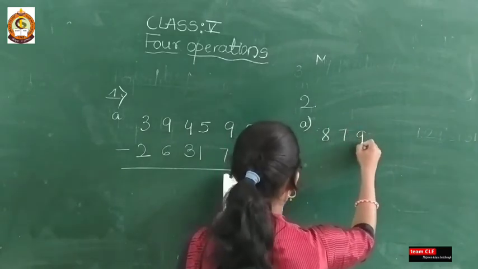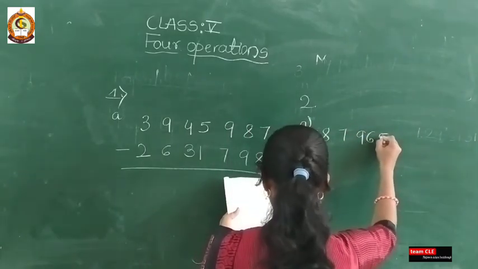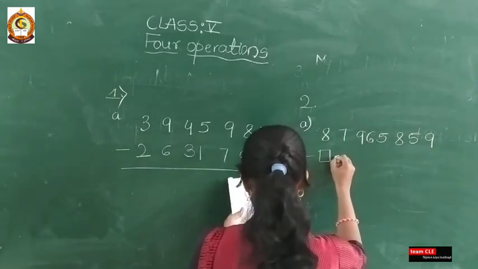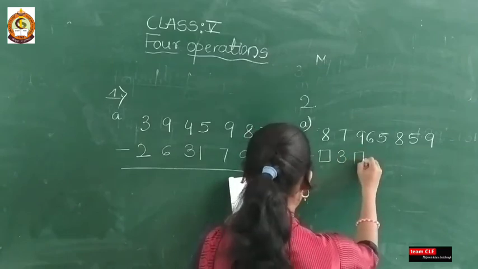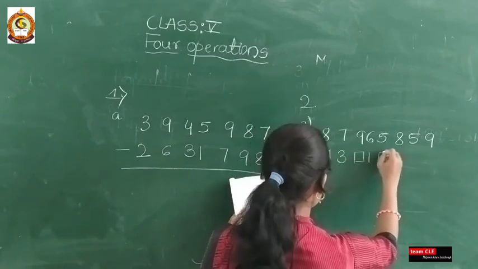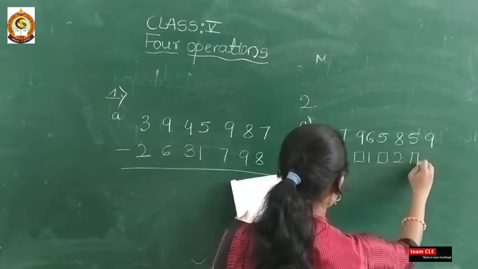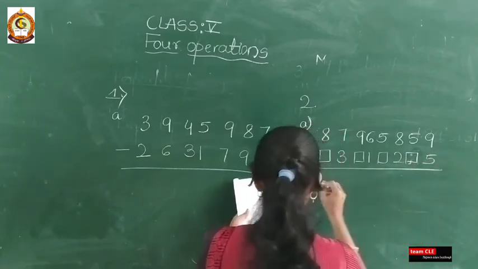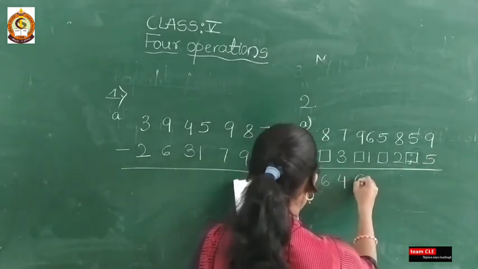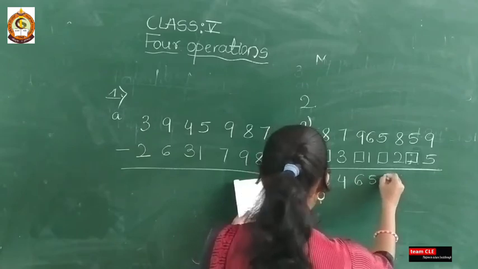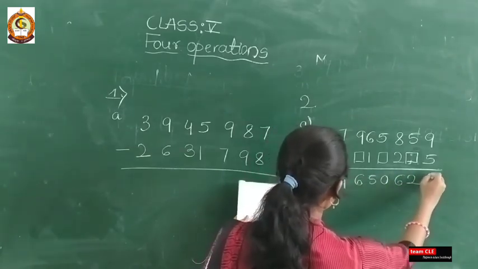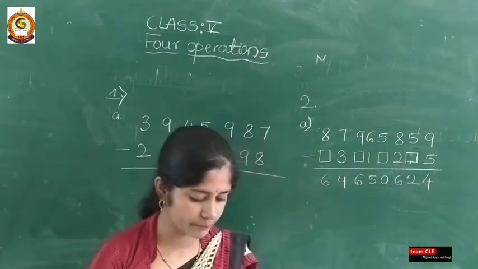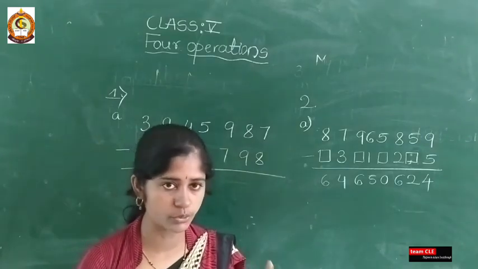8, 7, 9, 6, 5, 8, 5, 9 minus, here a box is there, 3, next again a box, 1, next a box, 2, next a box, next 5, and 6, 4, 6, 5, 0, 6, 2, 4. So these are the 2 examples given in My Practice Time 2. I will solve 1 and the remaining you do as homework.